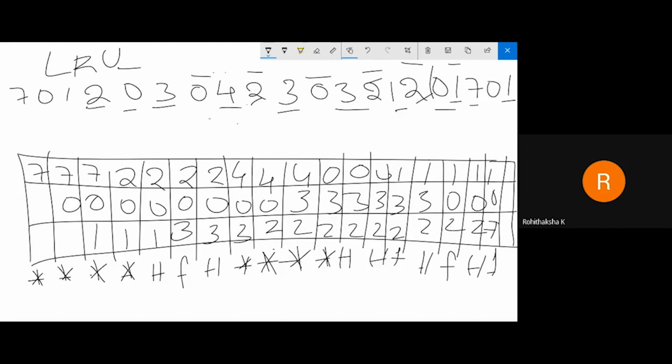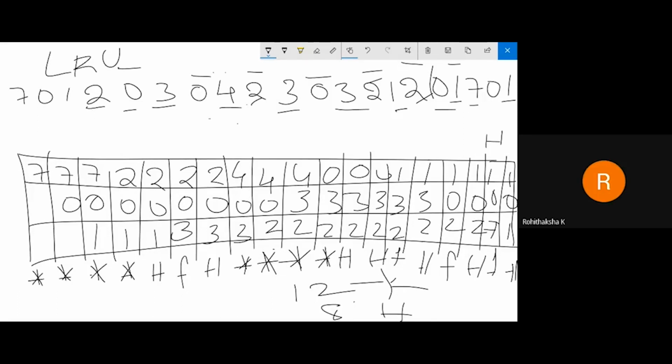Next is 0, so both are there. So I'll write 1 0 7, a hit. One more hit I'll have because of 1 and 0. Now if you count this: 1, 2, 3, 4, 5, 6, 7, 8, 9, 10, 11, 12. There are 12 page faults, and I think 8 is the page hits.